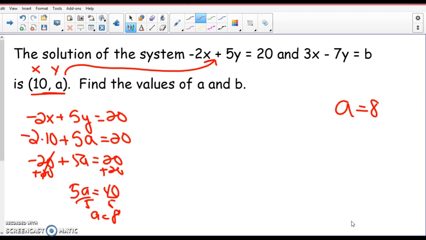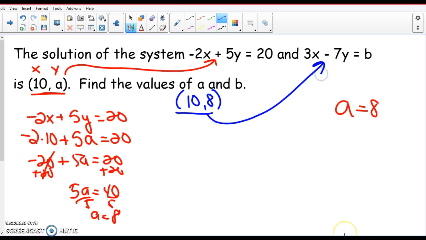And I'm going to write that over there. So don't I also now know that the solution to my system is 10, 8? Well, now I know what x and y are. Can't I now, same exact idea, substitute that solution into the other equation because it makes both equations true?